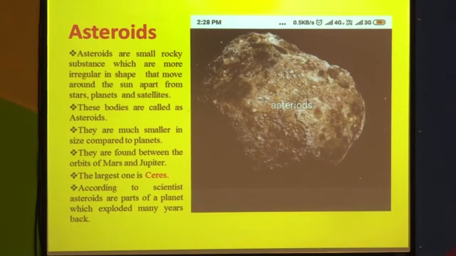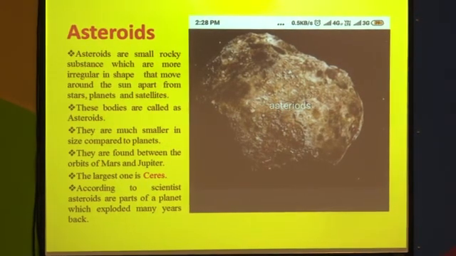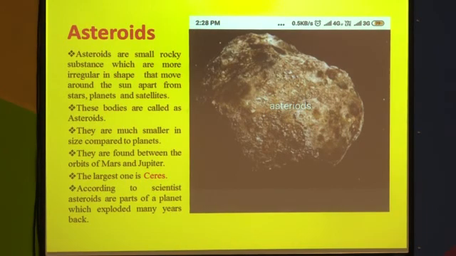What are asteroids? Asteroids are small rocky substances that are irregular in shape, and these move around between the Mars and Jupiter planets.